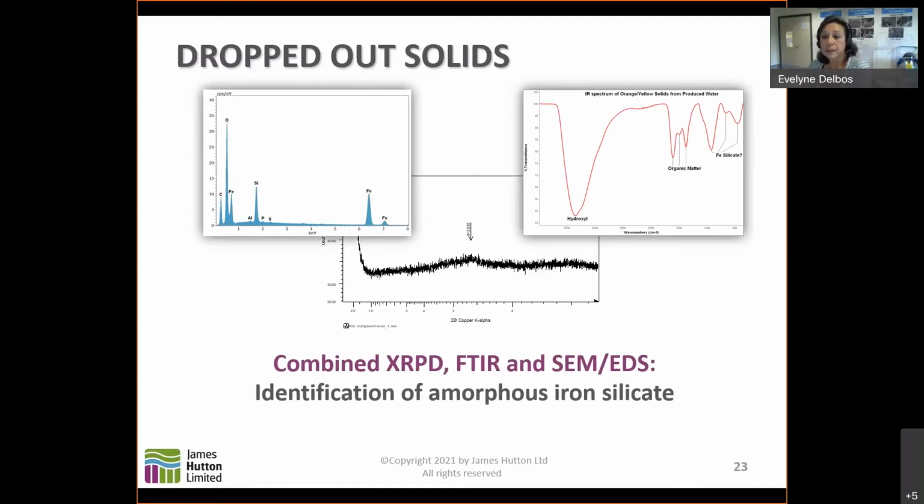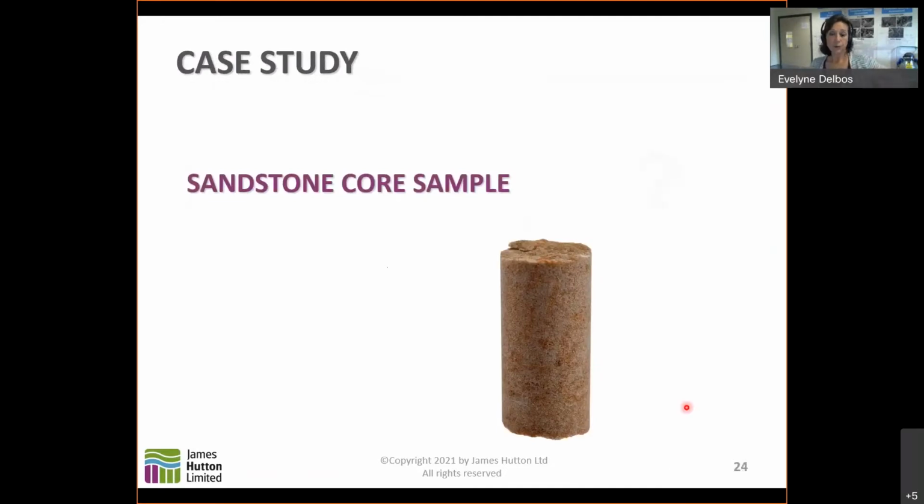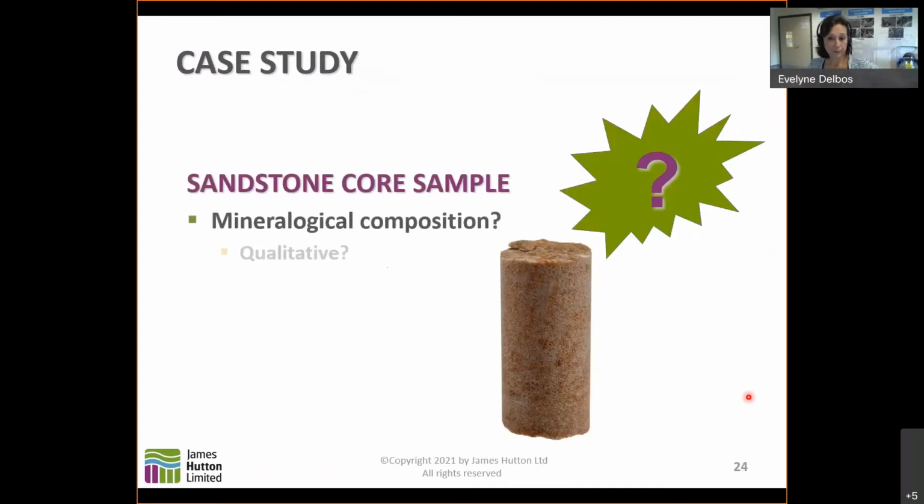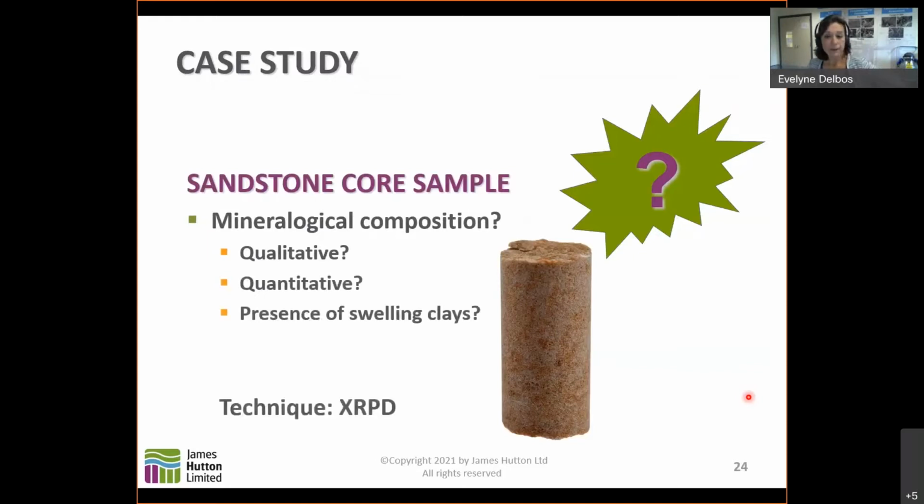So the next case study is on a core sample. It's core material, a plug taken from a core sample. It's a sandstone. And yeah, first question again, what do you want to know?